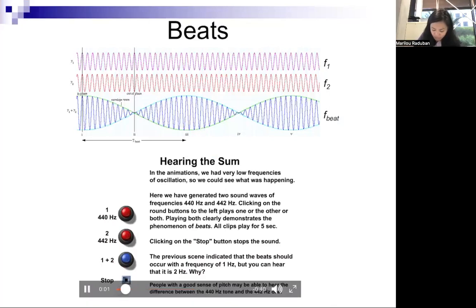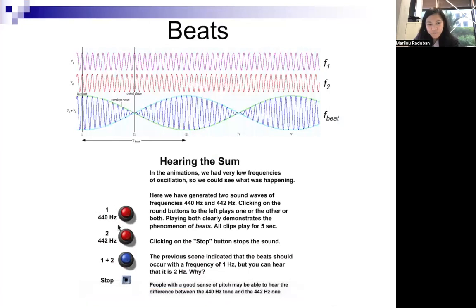Here we have two waves with slightly different frequencies. One with 440 Hertz and another one with 442 Hertz. This is how a 440 Hertz sounds like. And this is how a 442 Hertz sounds like. If we add these two together so that they interfere or superimpose, this is how the addition of 440 plus 442 Hertz sounds like.